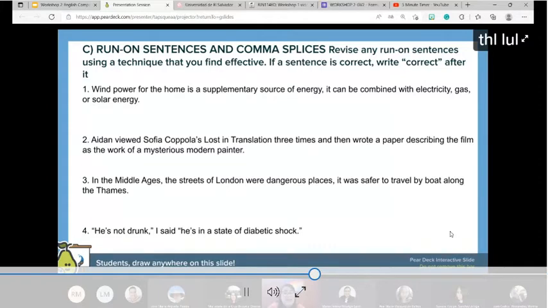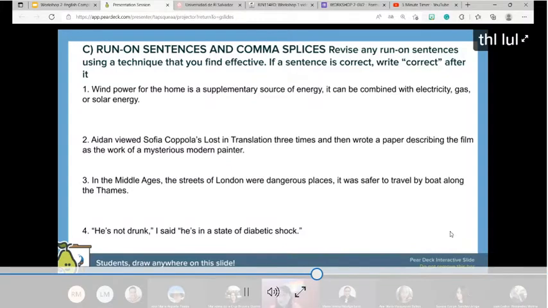Aidan viewed Sofia Coppola's Lost in Translation 3 times and then wrote a paper describing the film as the work of a mysterious modern painter. What do we have there? Do we have a comma splice or a run-on sentence? A run-on sentence.